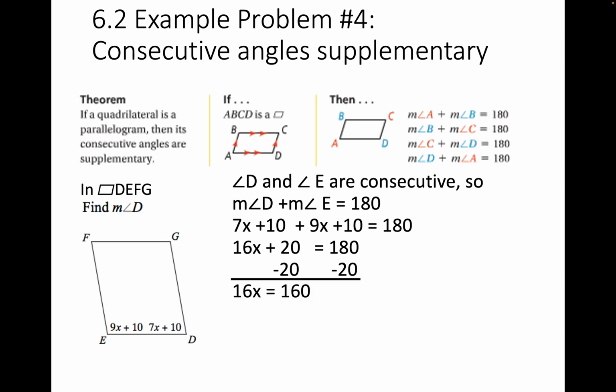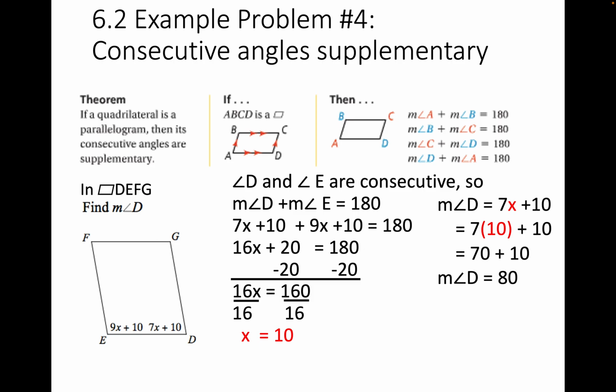Subtract 20 from both sides, that's 16x equals 160. Divide by 16, and I got x equals 10. Now it's asking us to find the measure of angle D, so that's 7x plus 10, that's 7 tens plus 10, that must be 80.